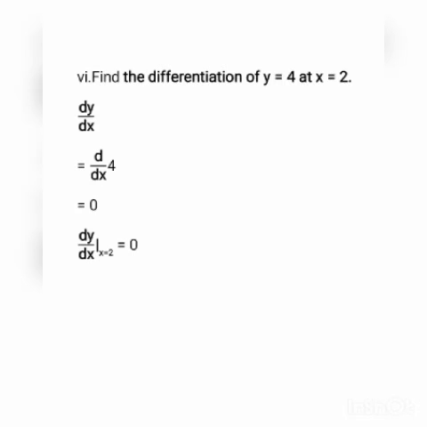Our next problem is find the differentiation of y equal to 4 at x equal to 2. Now to differentiate y equal to 4, that is to find dy/dx, we will have d/dx of 4, which is equal to 0, as the differentiation of any constant is 0. Therefore dy/dx at x equal to 2 will also be 0.